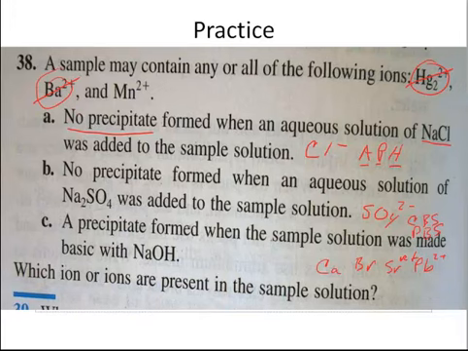A precipitate formed when a sample solution was made basic with NaOH. Okay, so now we have OH floating around, and there's really only one. Since we have a precipitate, most hydroxides are insoluble, so there must be some Mn2 plus floating around. Hopefully that's what you got.